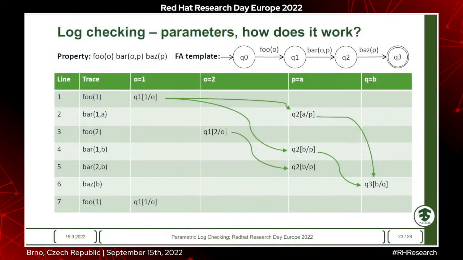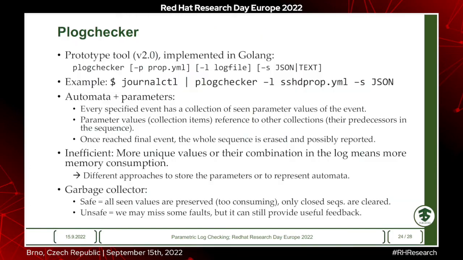Let's say we have a simple property, foo bar bus. The foo and bar events are connected with parameter O, and bar with bus are connected with parameter P. Let's say we have a trace where, in the first line, parameter O has the number 1. At that moment, we need to start an instance of the automaton for foo with parameter 1. In line 3, you can see that there is foo with number 2. That way, we will have 2 separate automata.